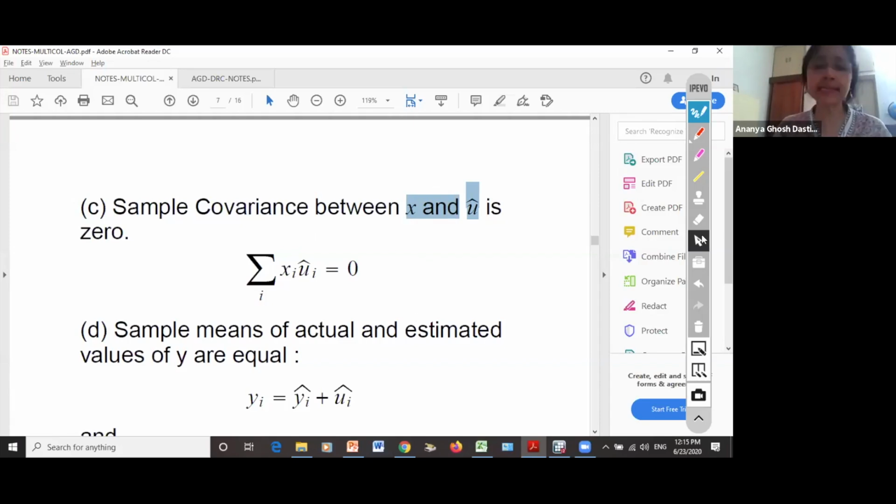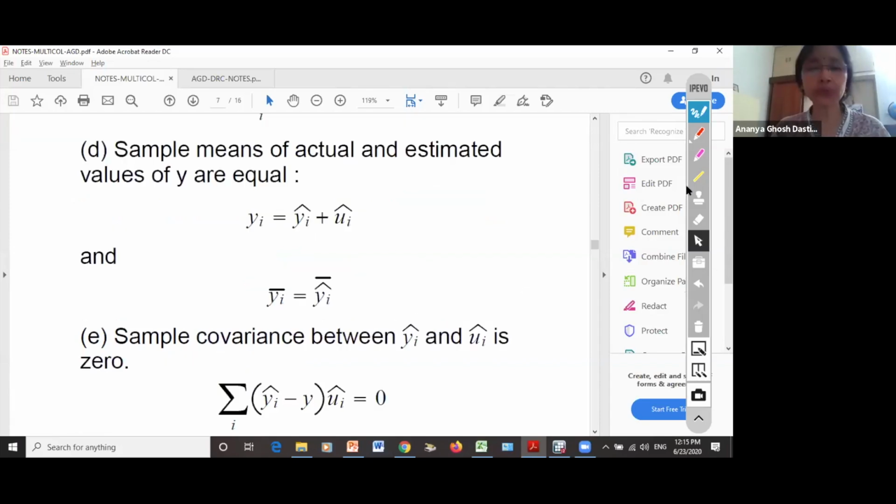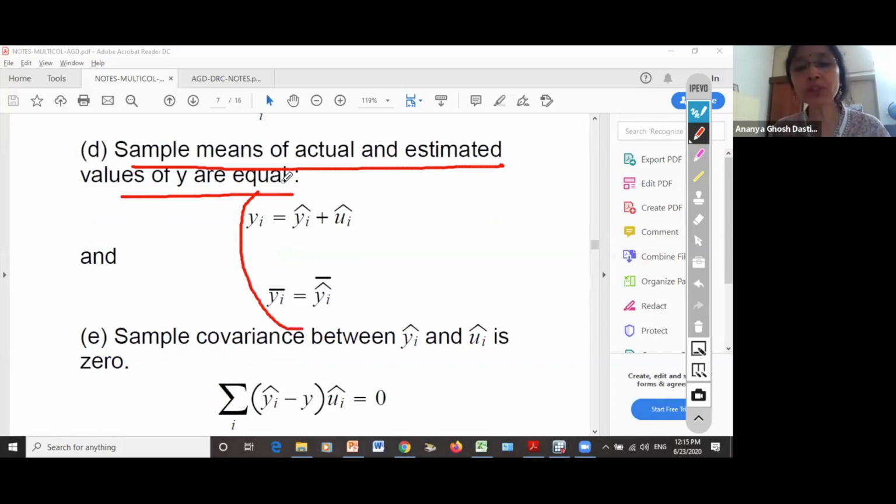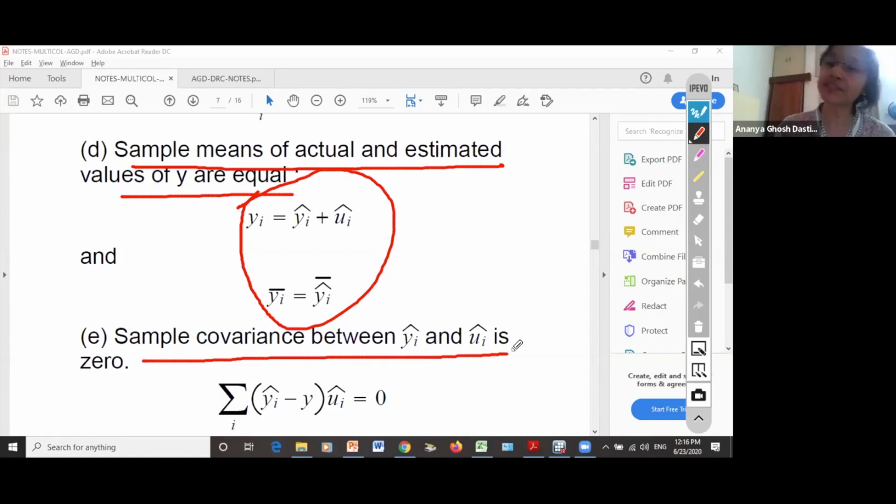And again, as I had mentioned to you, you will see that the sample means of the actual and estimated values are equal, so that both y and y hat have the same mean, which is y bar. That is another algebraic property. The sample covariance between the predicted values and the residuals is 0.